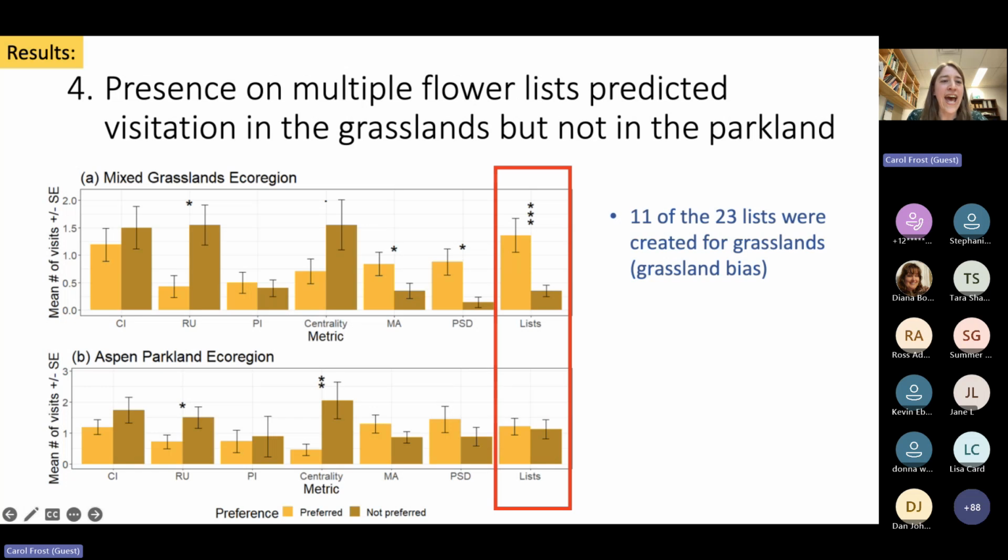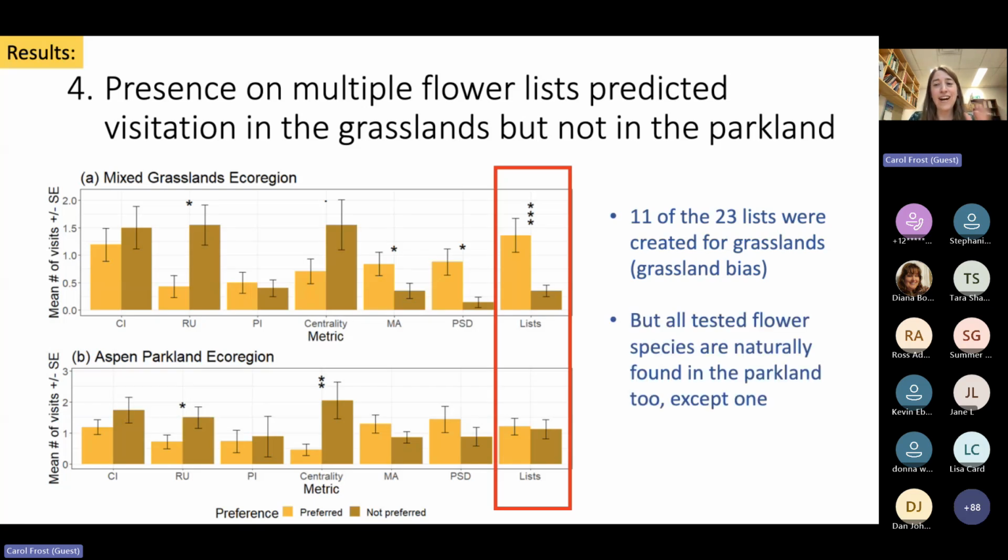Now let's look at flower lists. We found that presence on multiple flower lists predicted visitation in the grassland, but not in the parkland. So this is what we would have expected to see if lists worked. This showed that lists did not have predictive ability in the Aspen parkland. Now that was also a surprise because we included lists that applied to any region of Alberta and just pooled them all together. But probably the reason why this was predictive in the grasslands and not in Aspen parkland is because 11 of the 23 lists were actually created for grasslands.